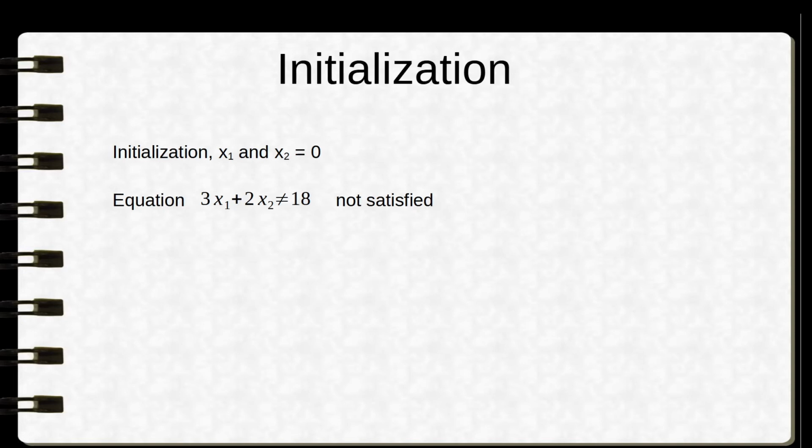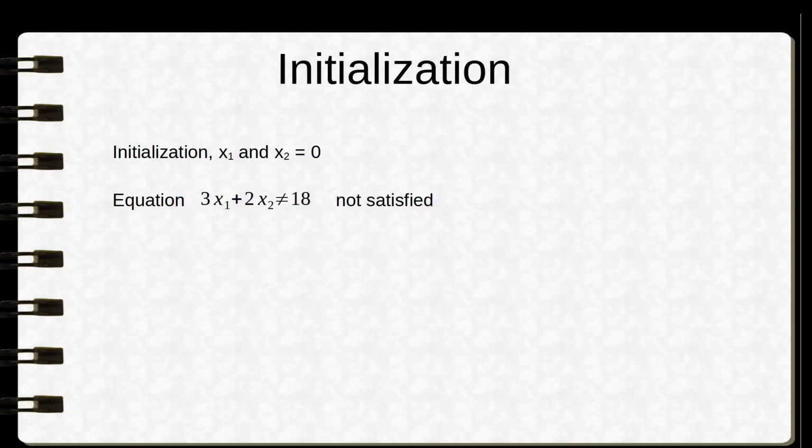Now what do we find? To solve any simplex problem, that is a linear programming problem using the simplex method, you have to start with initialization. The initialization starts with taking the non-basic variables, that is x1 and x2, the decision variables, as 0. If we take them as 0, we quickly find that 3x1 plus 2x2 is not equal to 18. The equation is not satisfied.